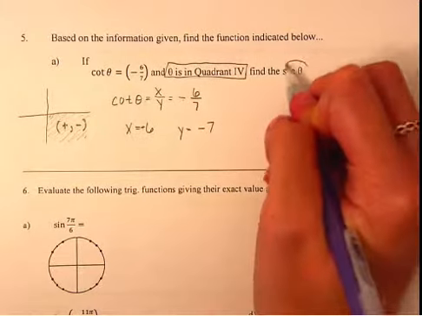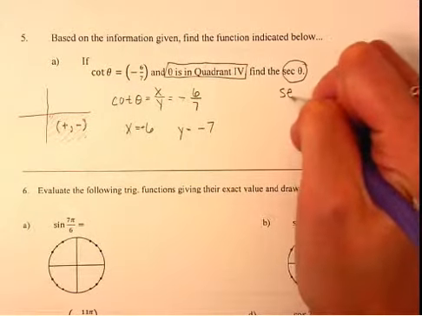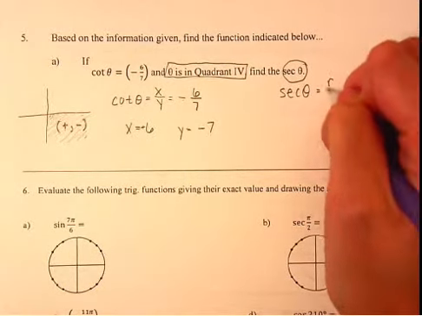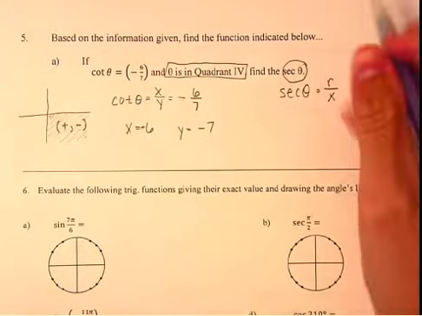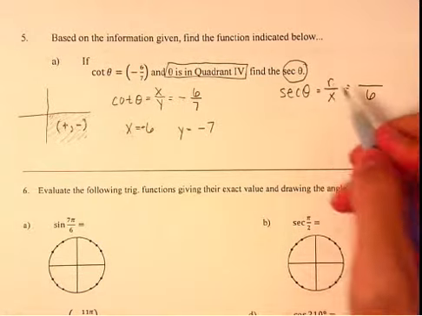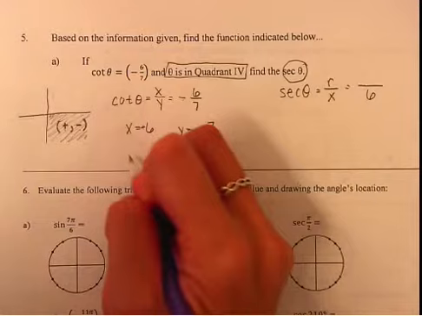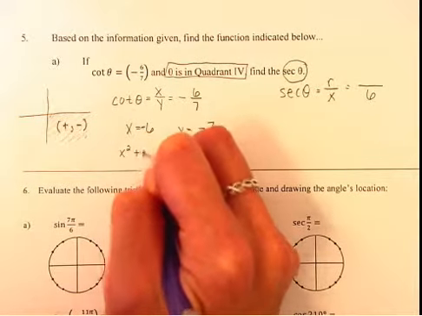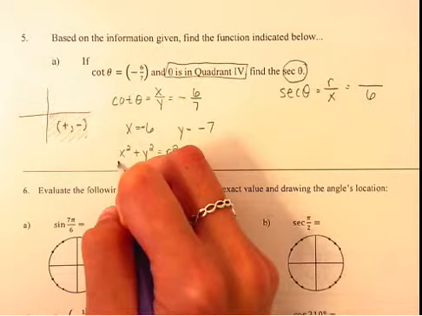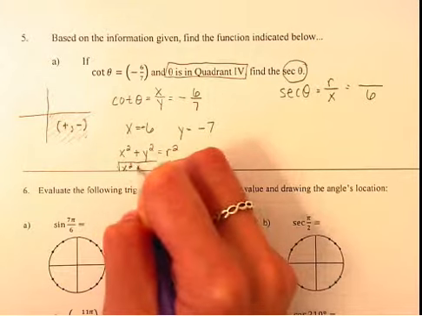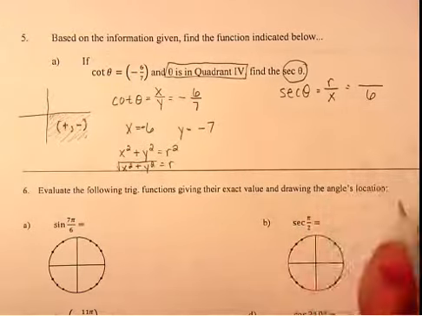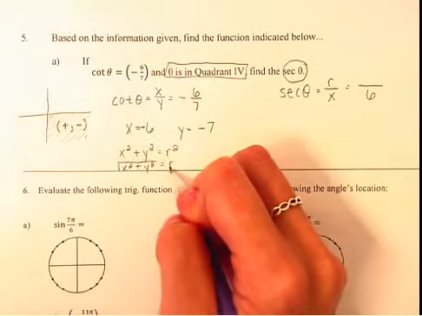If we're finding secant of theta, I know secant of theta is the reciprocal of cosine, so it's r over x. That means I have my x value. I know it's going to be over 6, but I don't know my r value. How do I find it? Using the Pythagorean theorem. X squared plus y squared equals r squared. And I know some of you have already switched that and solved for r directly to become the square root of the quantity x squared plus y squared.